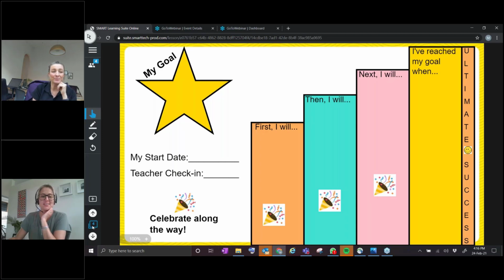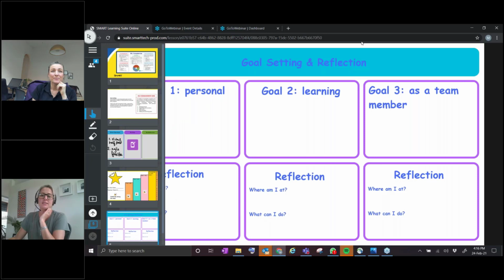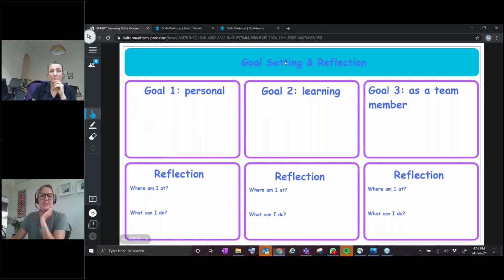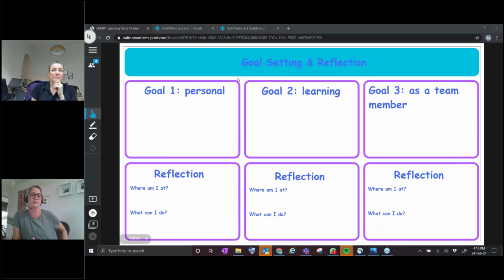Yeah, absolutely. Cool. And then here's just a quick one that I did look for the older year levels. I think this is just a nice one for them. Again, it's that personal goal. I use this a lot. So I want you to set a personal goal, a learning goal. And as a team member, we do a lot of collaborative work in my class. So working collaboratively and being a good team member is something that they're doing often.